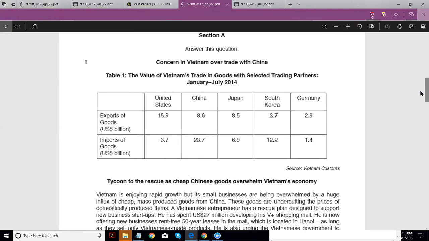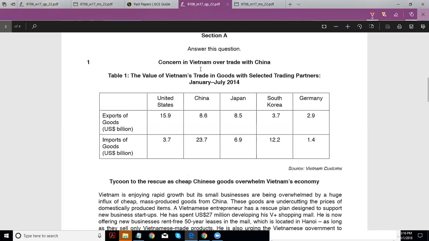Okay, so let's proceed. This will be our case study: concerns in Vietnam over trade with China. Table 1 shows the value of Vietnamese trade in goods with selected trade partners, January to July.